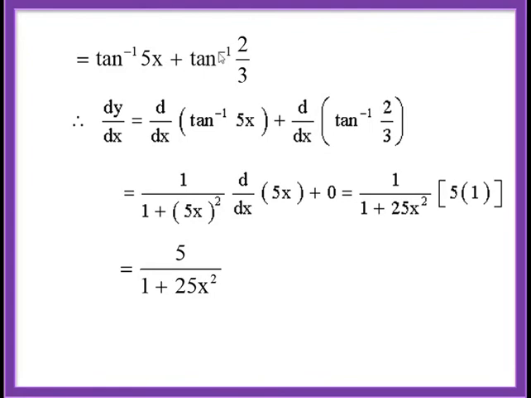Yes. Now the derivative of this, it being a constant, equal to 0. What is the derivative of this? Take 5x as u. Derivative of tan inverse u is 1 upon 1 plus u square into the derivative of 5x, which is u. What is the derivative of 5x? 5. So the final answer dy dx equal to 5 upon 1 plus 25x square.